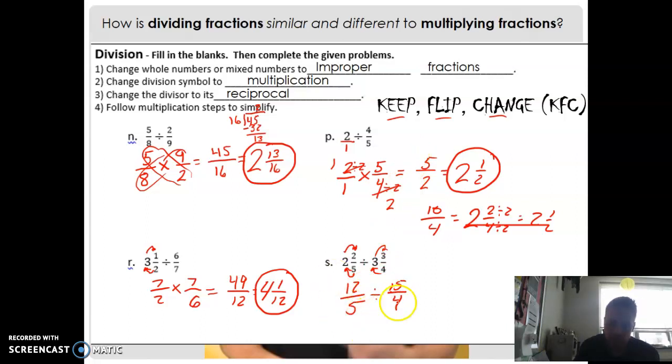I'm going to keep the first one, 12/5. I'm going to flip the second one to its reciprocal, and I'm going to multiply. Now, I can't cancel out the 4 and the 5, but I can cancel out here if I want. And here I think it could help me, because 5 times 15 is going to give me a pretty large number. 12 times 4 is going to give me 48. So I am going to cancel out here the 12 and the 15. If I run through all my factors, their greatest common factor is 3. So I'm actually going to divide these both by 3.